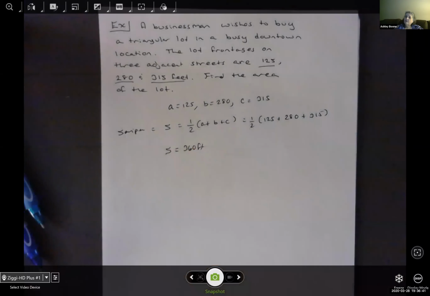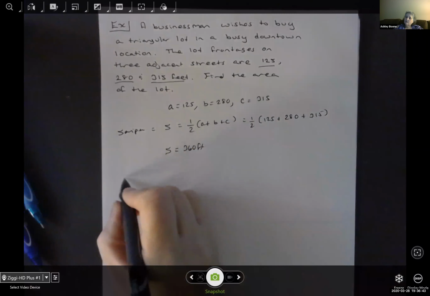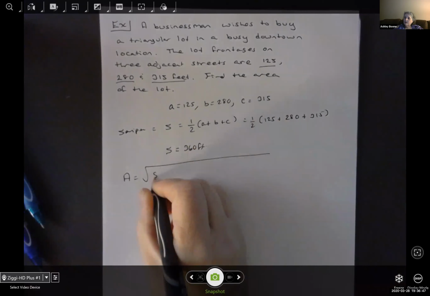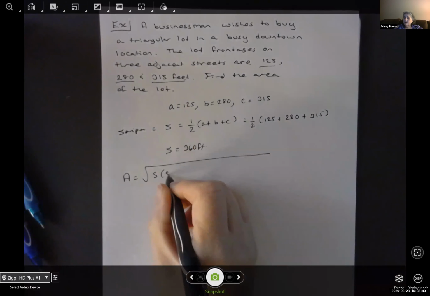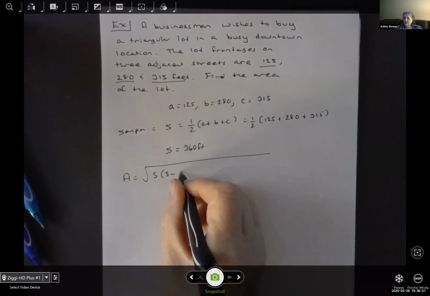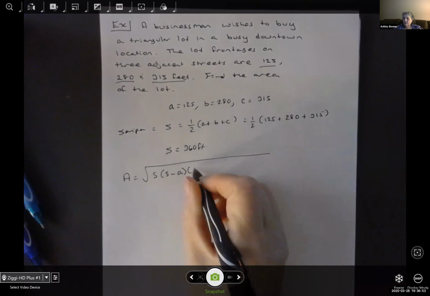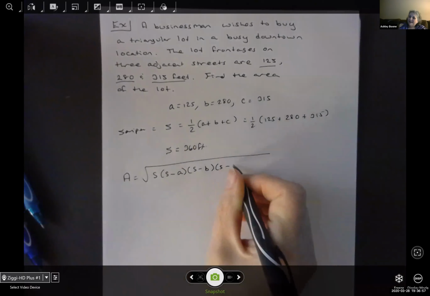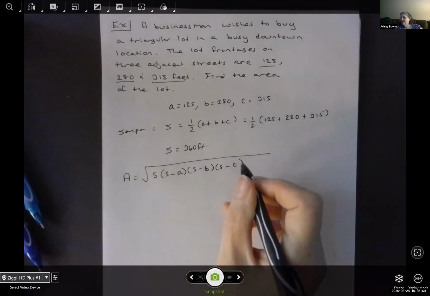The formula for the area of a triangle by Heron's formula is you take a big old square root of that semi-perimeter times the difference between the semi-perimeter and A, times the difference between the semi-perimeter and B, times the difference between the semi-perimeter minus C.